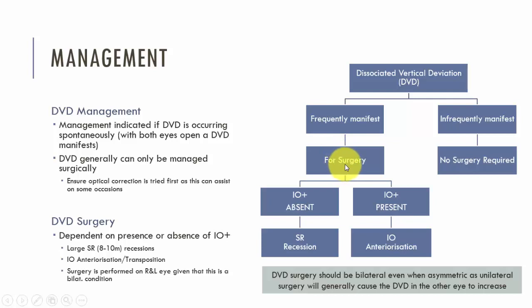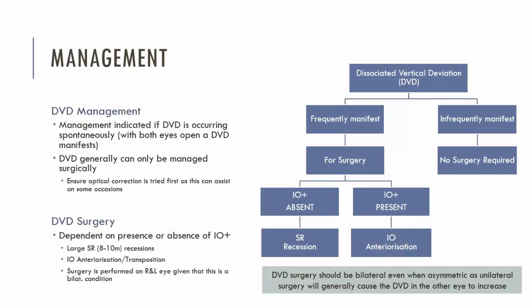The next consideration is whether we have an inferior oblique overaction with the DVD or whether we have DVD alone present. Where there's DVD alone present, we can perform a superior rectus recession, and where there is an inferior oblique overaction in addition to the DVD, we can perform an inferior oblique anteriorization. An anteriorization means that the inferior oblique is transposed or moved anteriorly.